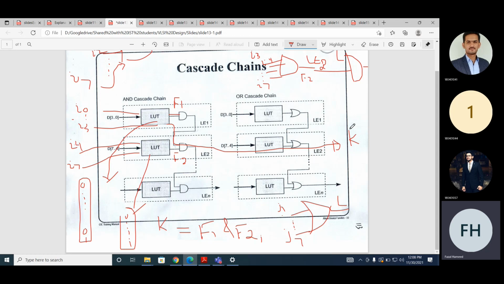Now we will implement another function that is a more complex function.